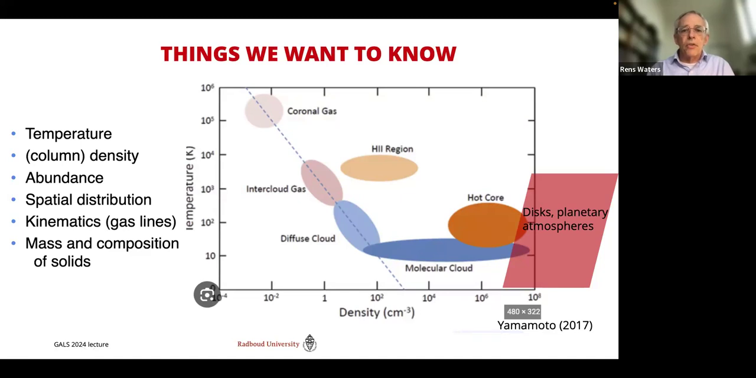From the very tenuous coronal gas that we see in shocked material in our galaxy and other galaxies, all the way into the very dense regions of molecular clouds, where molecules are being formed and stars and planetary systems are being formed. And so we would like to have diagnostics of all these different regions, and we would like to know, well, what are the temperatures of this gas? What are the column densities? What are the densities? What are the abundances of different chemical elements or different molecules? What is the spatial distribution? What is the kinematics if you talk about gas lines, gas species? And what is the mass and composition of the solids? So many questions to be addressed.